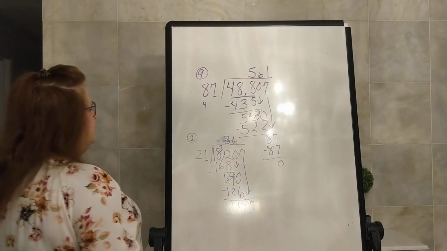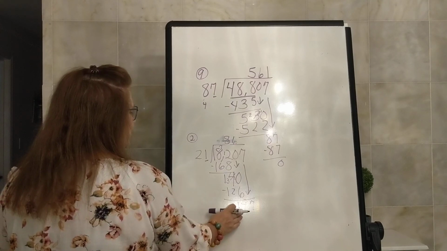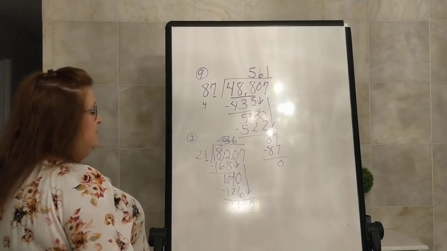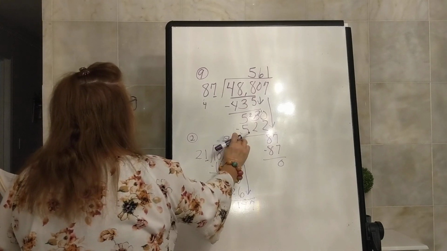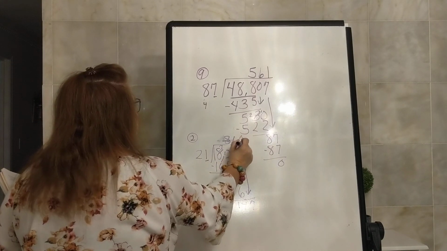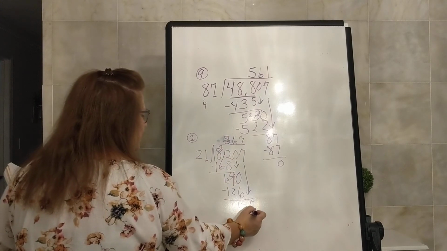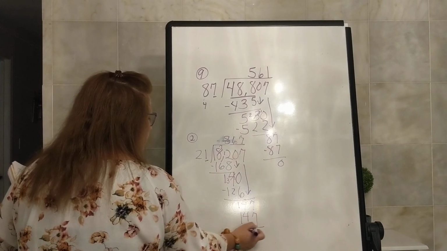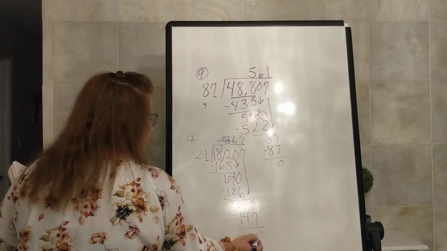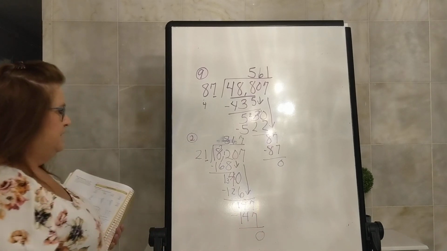How many times will 2 go into 14? It'll go in there 7 times, and since we have the 7 out here at the end, I believe we're going to be able to use that 7. 1 times 7 is 7. 7 times 2 is 14. And 147 minus 147 is 0.